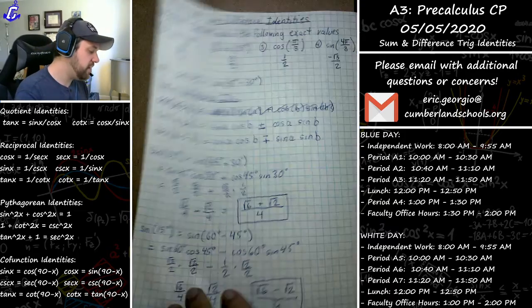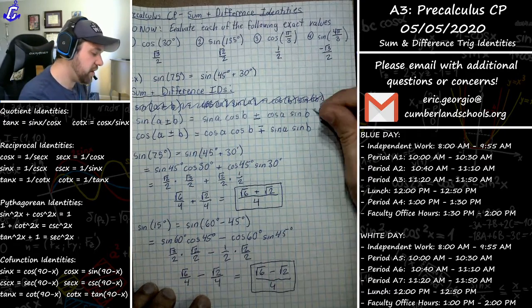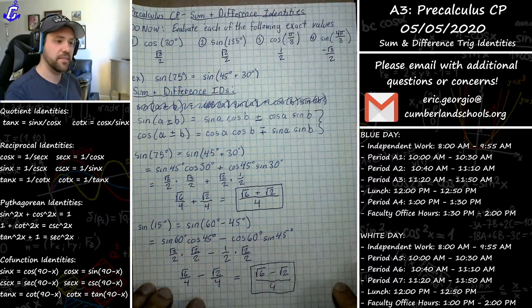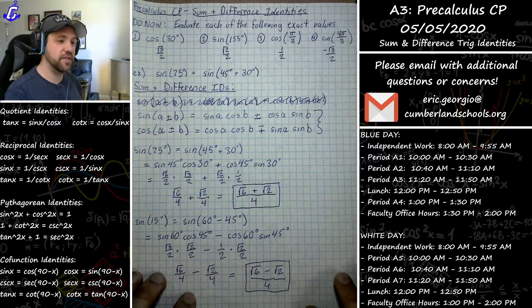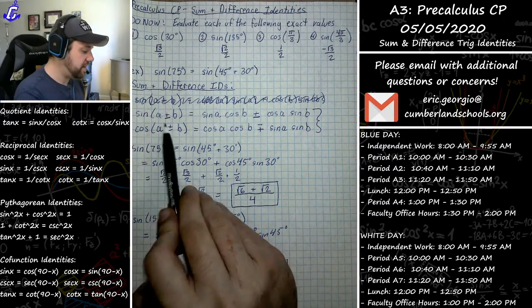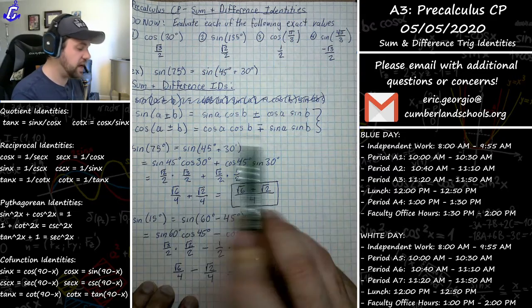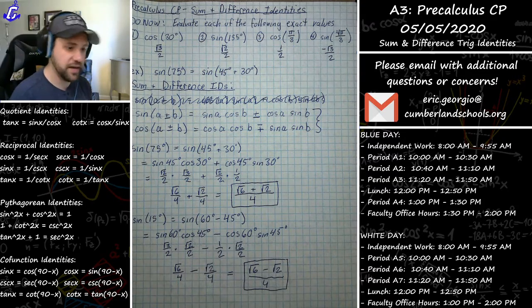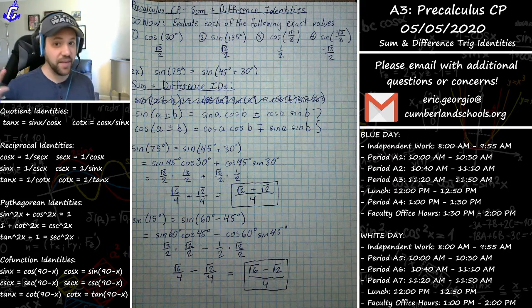Just to summarize, these are the big takeaways right here, your sum and difference identities. Okay? Keep in mind the differences in the signs as well. Sine stays the same sign. Cosine switches to its cosine. Again, dumb memory trick, but I'm telling you it might work.